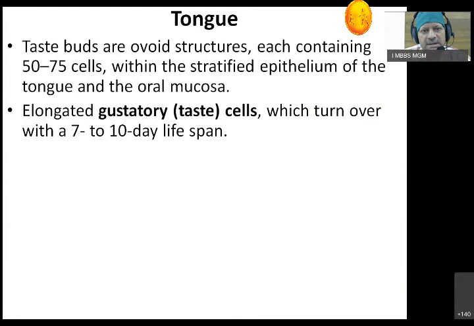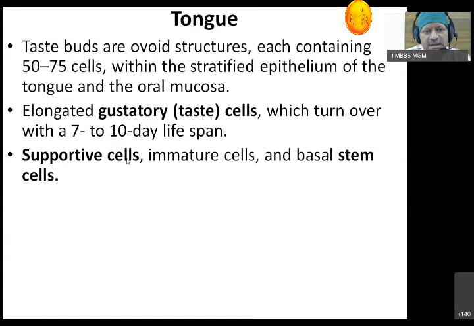Out of these, there are gustatory or taste cells. They have a 7 to 10 day lifespan, so they are not permanent and have to be replaced. Supportive cells are also there, and an immature stem cell. So three types of cells we will find in the taste bud: gustatory cell, supportive cell, and basal stem cell.